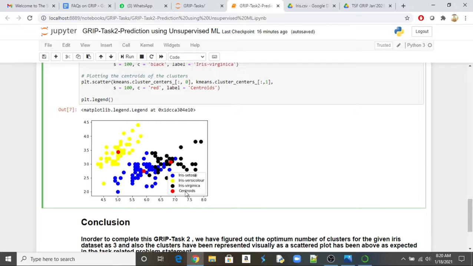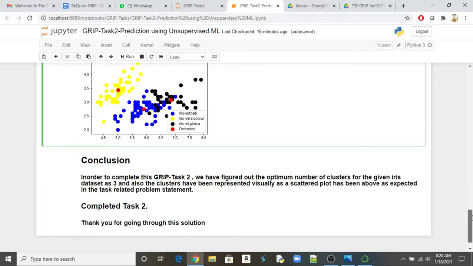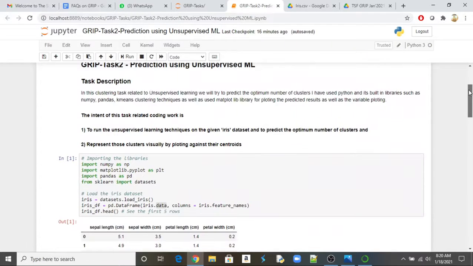I have marked each species with a different color. Iris setosa is blue, Iris versicolor is yellow, and Iris virginica is black. The red color which you are seeing is the corresponding centroid. With this I have completed Task 2. I have answered both the questions.